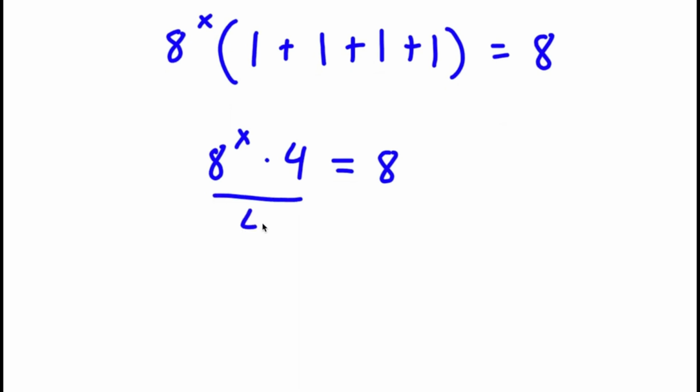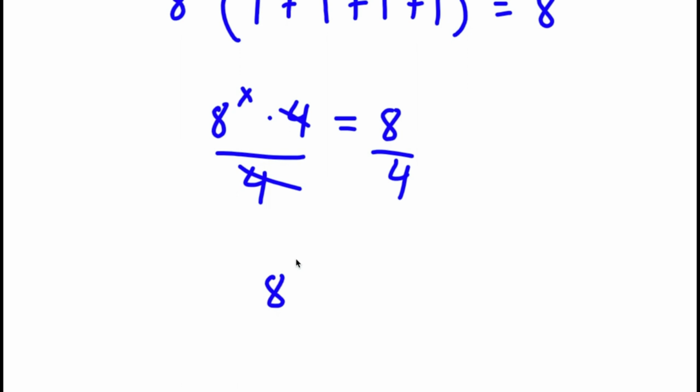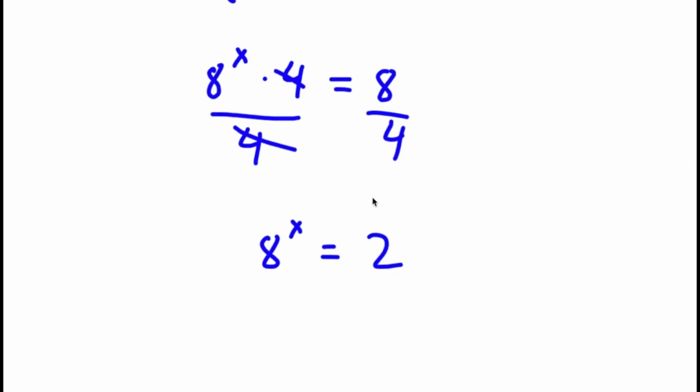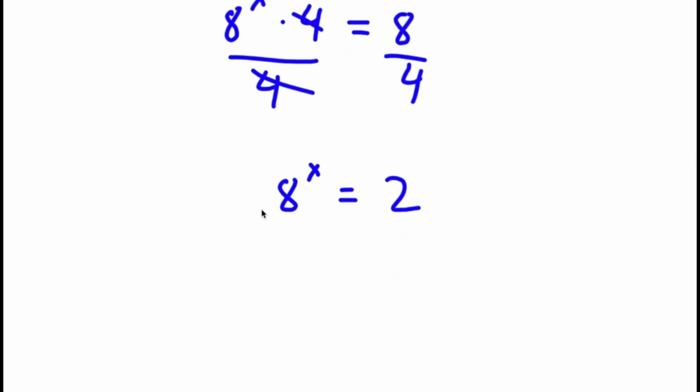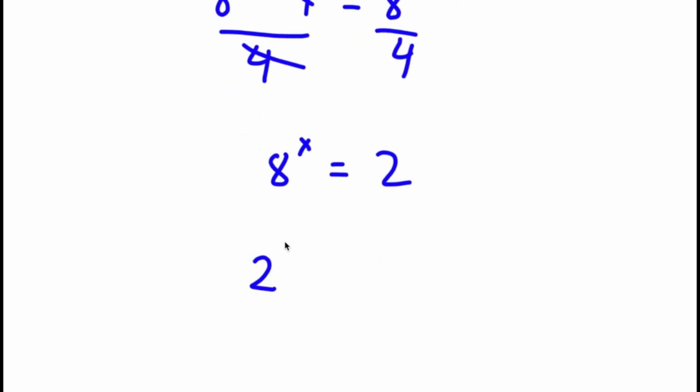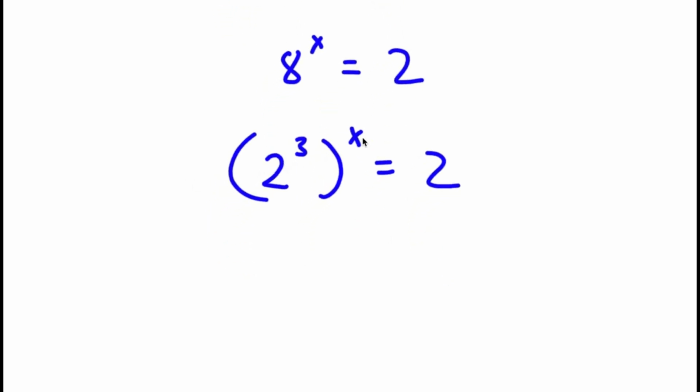Now, if I divide both sides by 4, these two cancel out, and I'll be left with 8 to the power of x is equal to 8 divided by 4, which is 2. And 8 here is the same thing as 2 to the power of 3. So now I have 2 to the power of 3 to the power of x is equal to 2. And 2 to the power of 3 to the power of x, that's the same thing as 2 to the power of 3x is equal to 2.